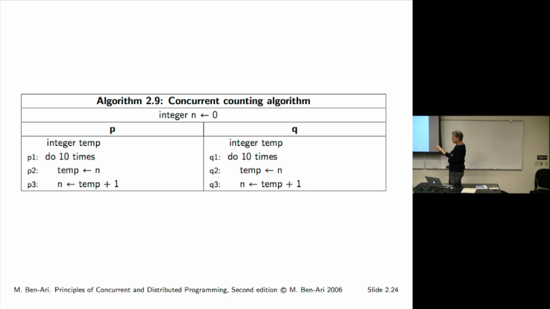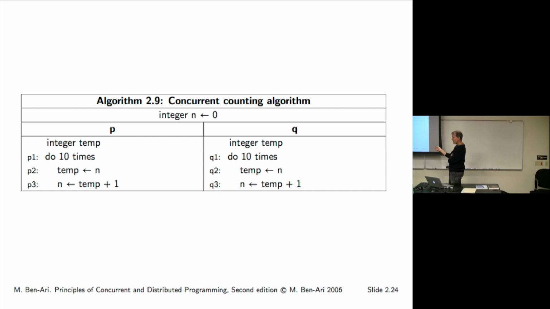And so what does it do? It does temp gets N. So if N is 0, what would happen? Temp would get 0, and then what? N would get 1, right? And then if it executed again, what would happen? Temp would get 1, and then N would get 2. And then it would do it again, and temp would get 2, and then N would get 3.